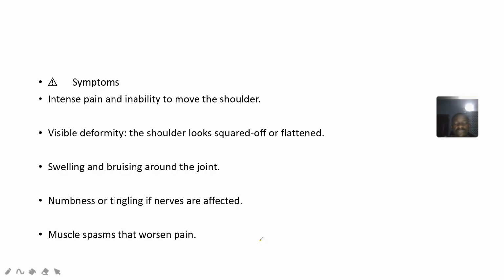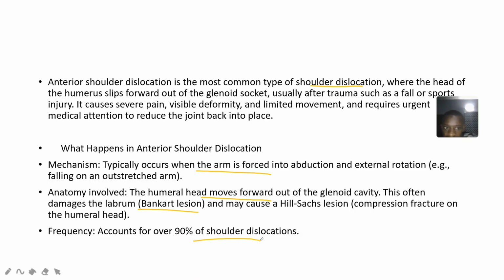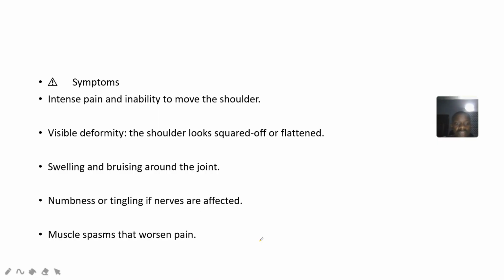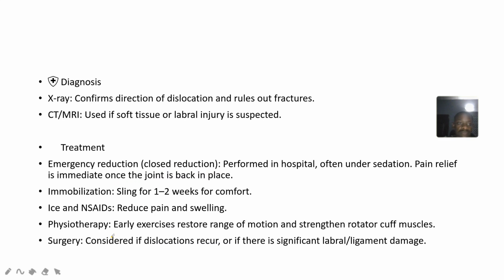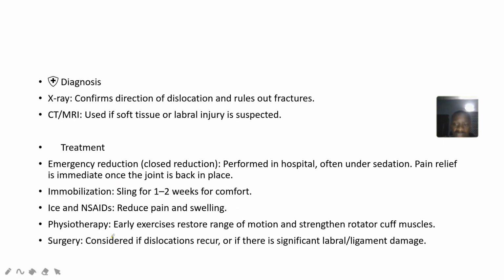Okay. So symptoms: there's a lot of pain, and the person cannot move the shoulder very well. If you observe around the shoulder, there's a visible deformity you can see. You know, swelling and bruising around the joint, numbness or tingling if nerves are affected. Muscle spasms can also worsen the pain. So you diagnose this with imaging, like I have here. It could be X-rays, it could be CT scans.